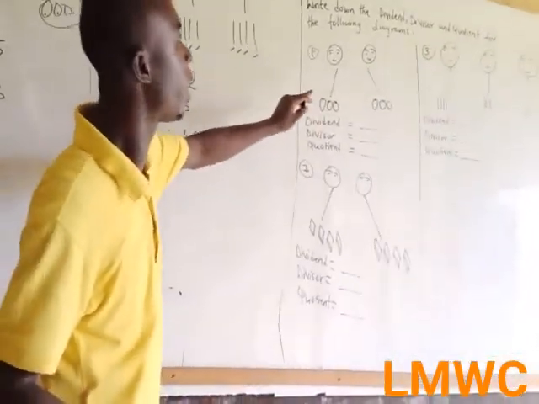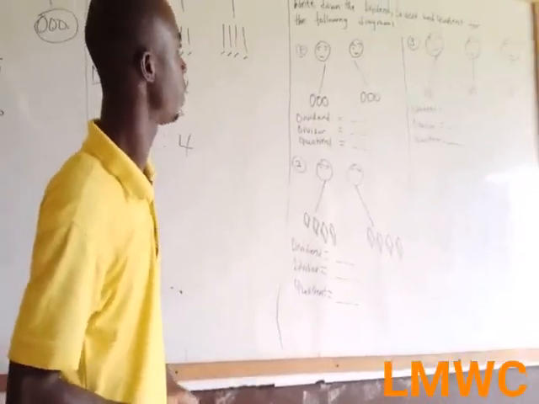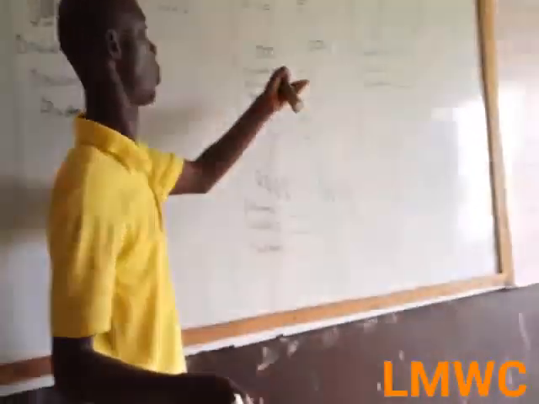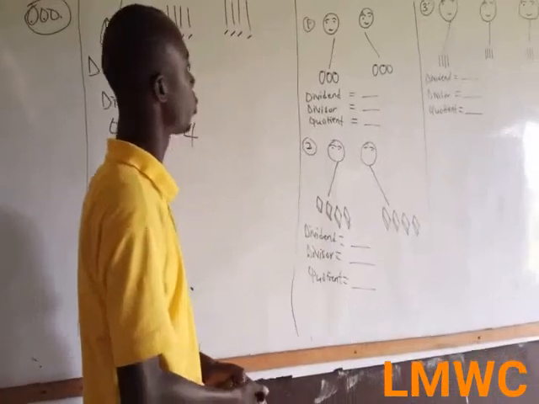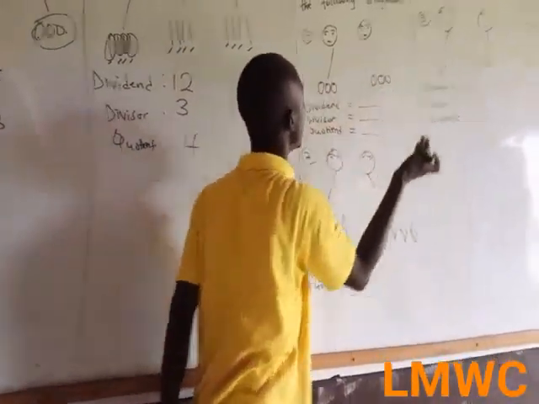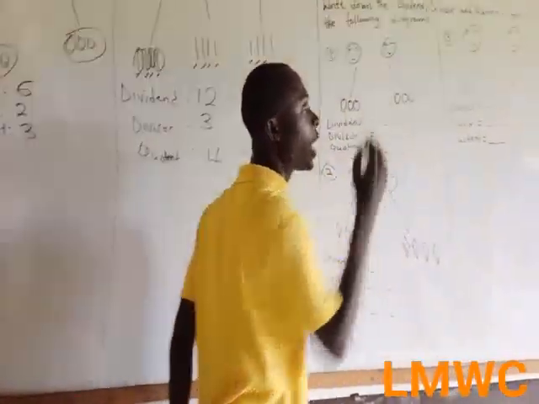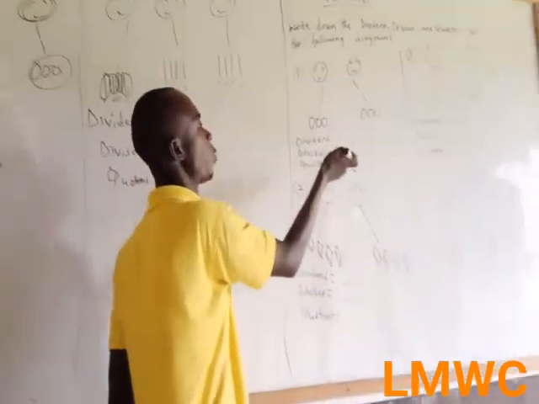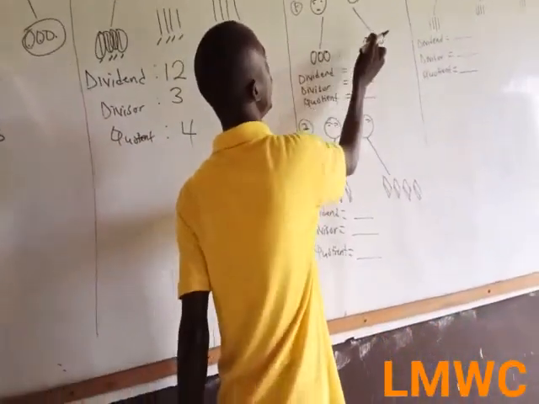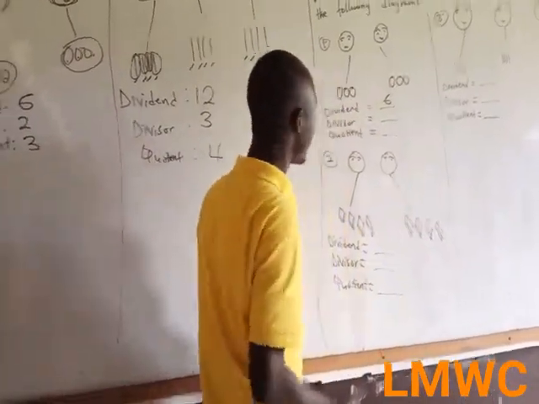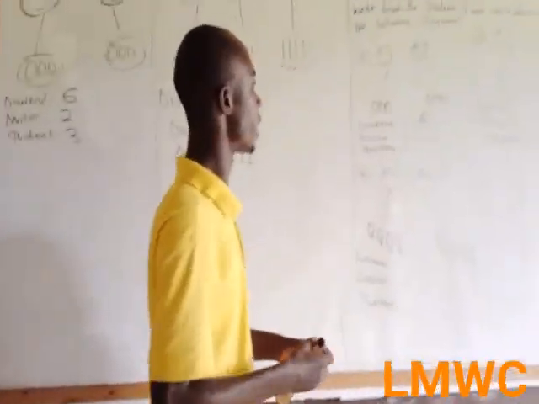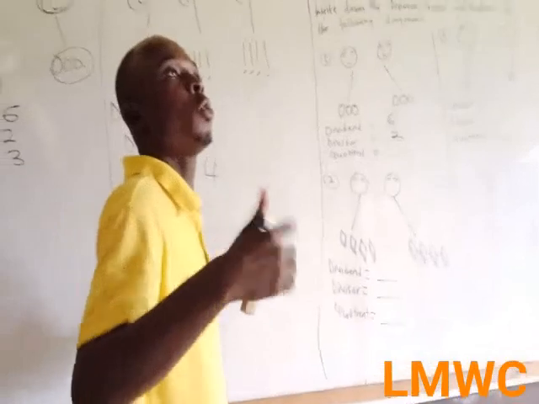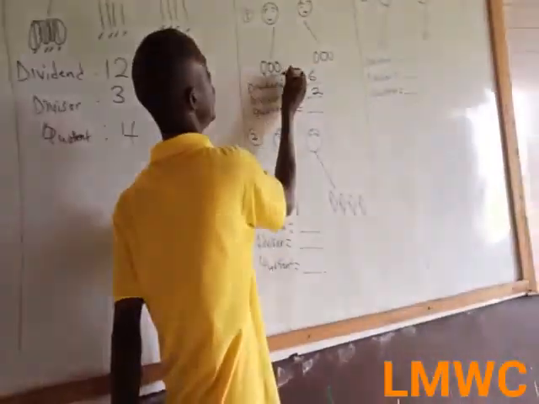Let's take these questions. Write down the dividend, divisor, and quotient for the following diagrams. Now, you see we have 2 human beings sharing 6 mangoes. What is the number of mangoes each person is getting? It's 3. That one becomes the quotient. And the number of people sharing the mangoes is what? The divisor. The total number of mangoes becomes the dividend. So now let's count. So we have 1, 2, 3, 4, 5, 6. That's our dividend. Divisor is how many human beings? That's the total number of human beings sharing these mangoes. We have 1, 2. So 2. Quotient. Each human being has how many mangoes? So you start asking yourself these questions. We have 1, 2, 3. So it's 3.